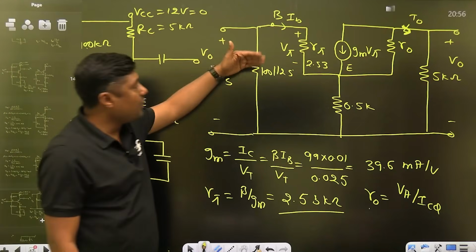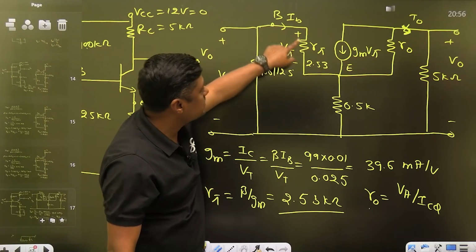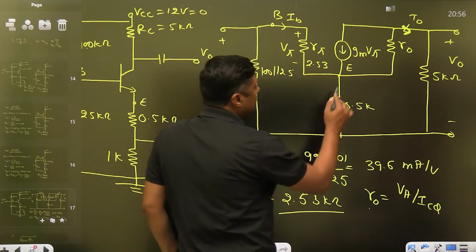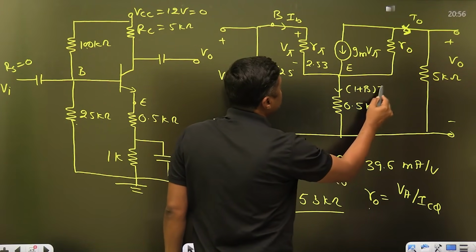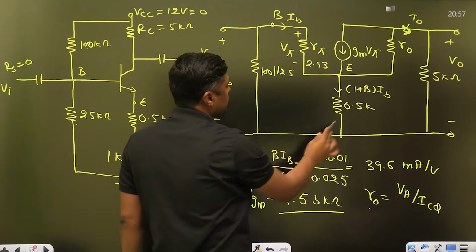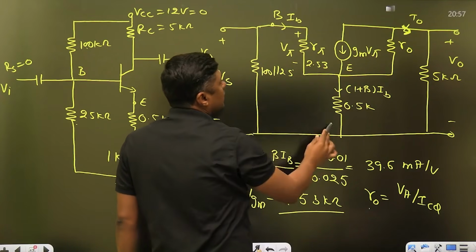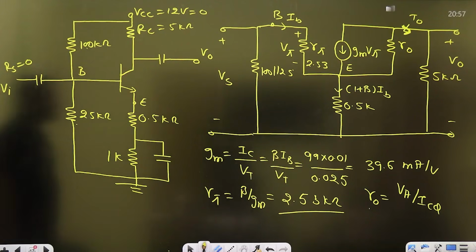Get the R pi. Now apply the network. Remember, this is the VS. So from this point to this point, it is VS. Or in here, it is the IE current. You can also write 1 plus beta times of IB, small IB, right? 1 plus beta times of IB. This is the IE current, guys. So you can write the KVL, right? And then directly you can find the value, guys. Okay, so that is the story.